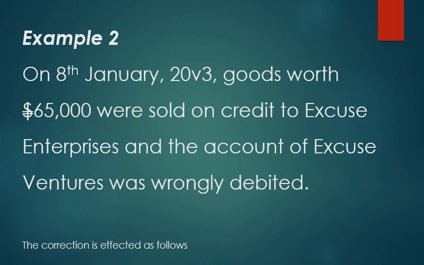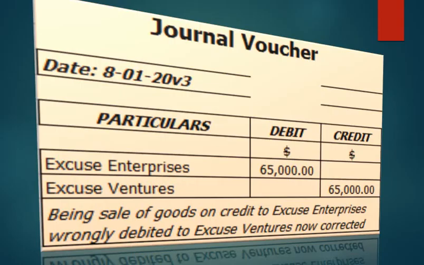Another example. On 8th January 2023, goods worth $65,000 were sold on credit to Excuse Enterprises, and the account of Excuse Ventures was wrongly debited. Now, the corrected position is this. Excuse Ventures was debited. To correct that position, all we need to do is to credit Excuse Ventures, which is what is done here.